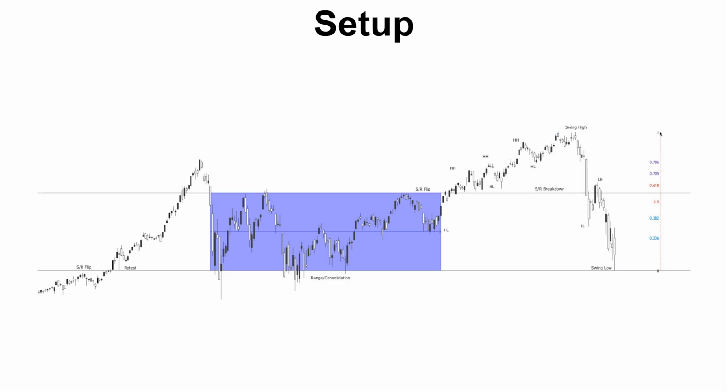I'm going to take my Fibonacci tool, like we did in the last example, and I'm going to measure out the 1 to the 0. Now, for this instance, let's look at a short setup, because we are exhibiting bearish market structure here, and we want to be trading with the trend. So looking at a retest of this SR breakdown, and now we can also see that this is a 61.8 Fibonacci. Let's see how this could set up.